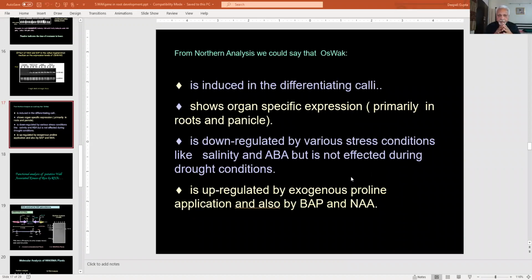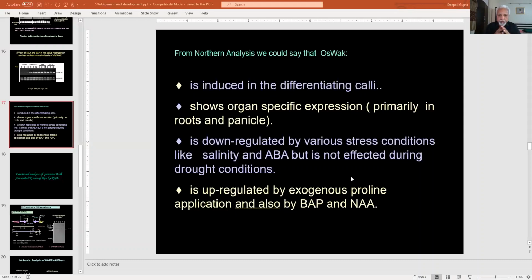As you recall, the objective was to understand the molecular basis of cell differentiation using in vitro cell differentiation system, and we ended up isolating a gene whose sequence resembled with that of or showed identity with wall-associated kinases, which belongs to a family in rice. There are 125 members of this.